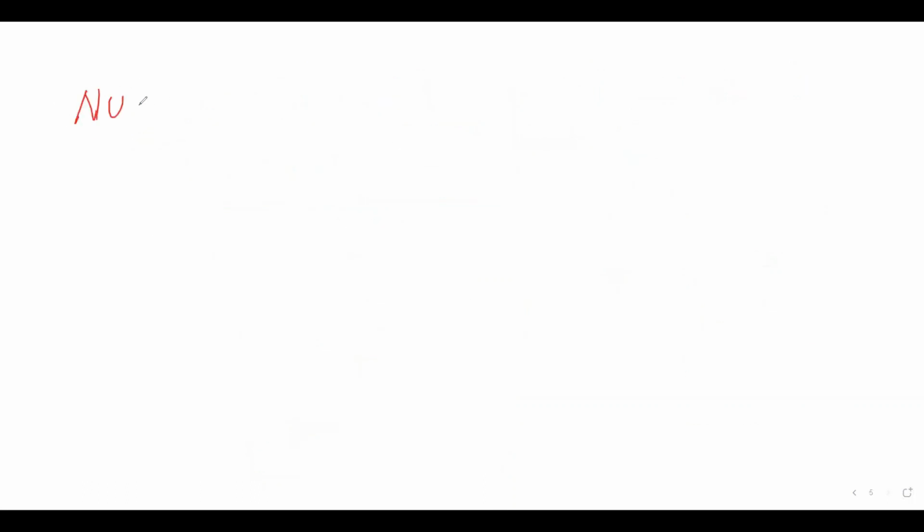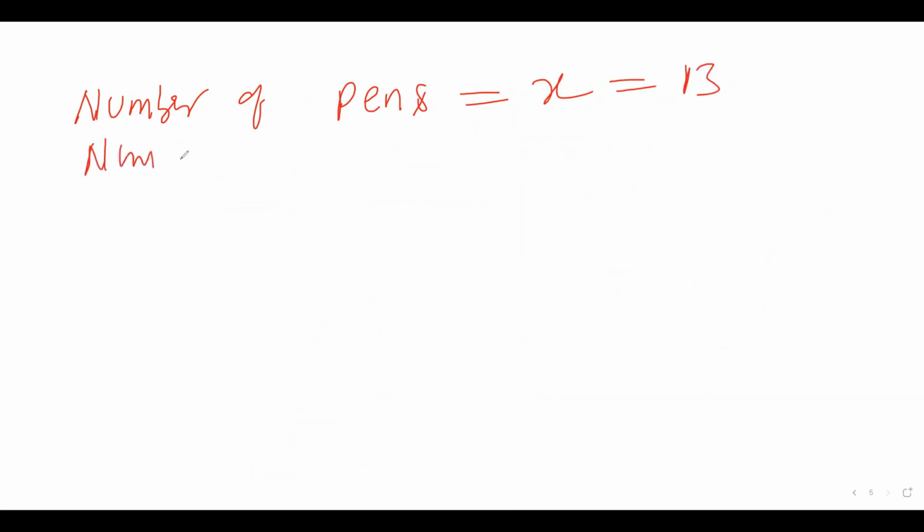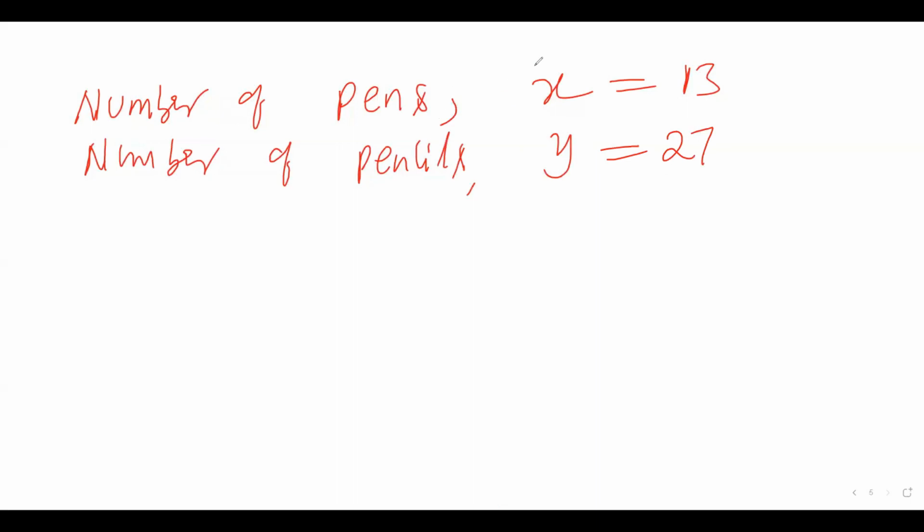So the number of pens we have taken as x is equal to 13. The number of pencils we have taken as y, and we got y as 27. So she was initially having 13 pens and 27 pencils, altogether 40. That's it.